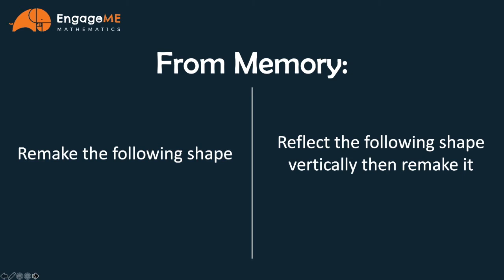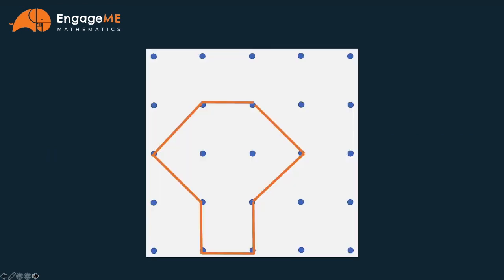So once again, you can either choose to remake the shape that I'm about to show you, or you can think of that same shape and think about what it would look like if you were going to reflect it vertically and then remake it. Are we ready? Let's check it out. Alright, once again, it's time now to press pause and have a go at either recreating that shape or think about what it would look like if you reflected it vertically and then recreate that shape. Don't forget to press play when you think you've got it and check out your answer.